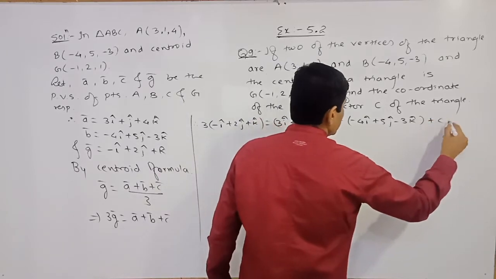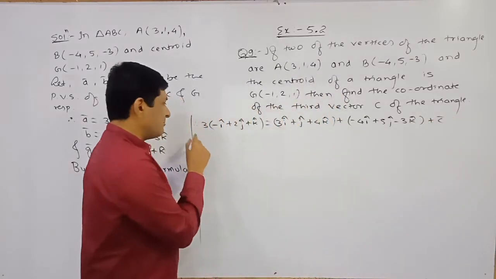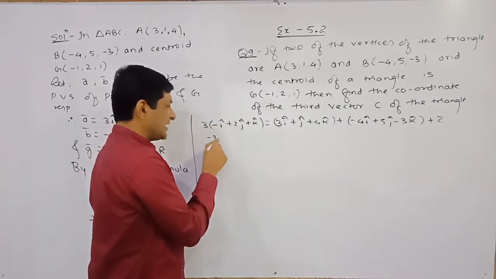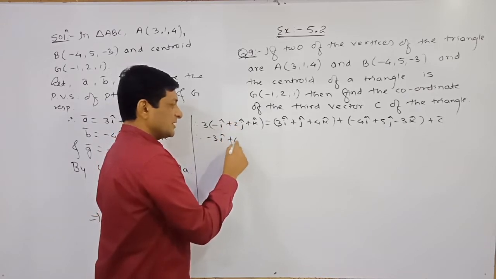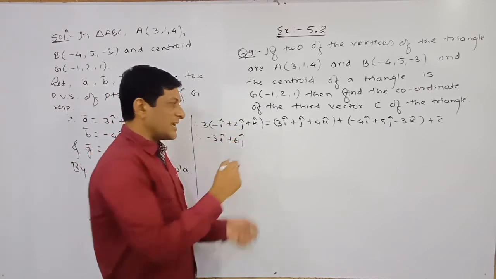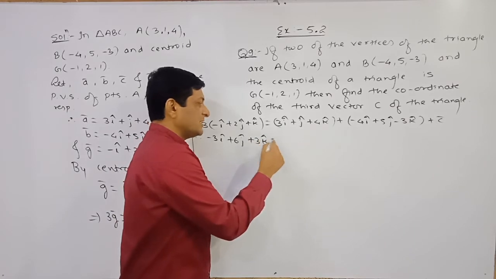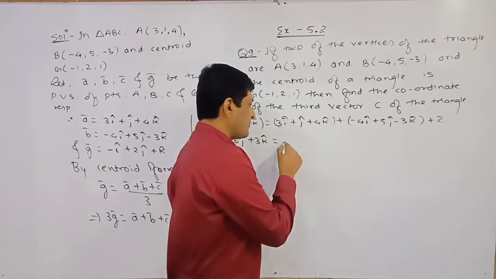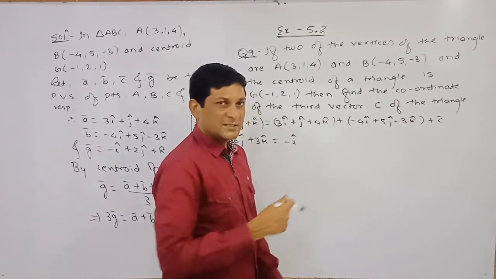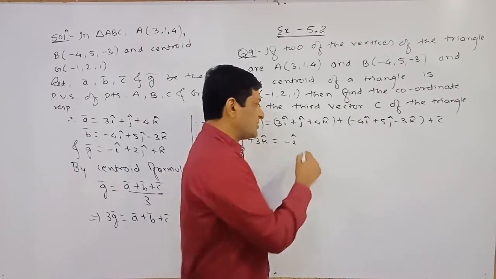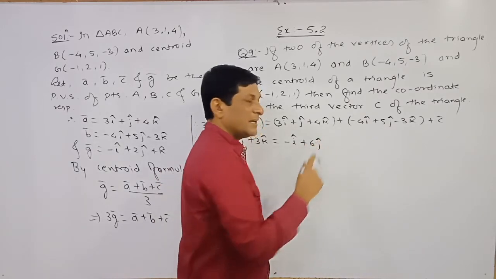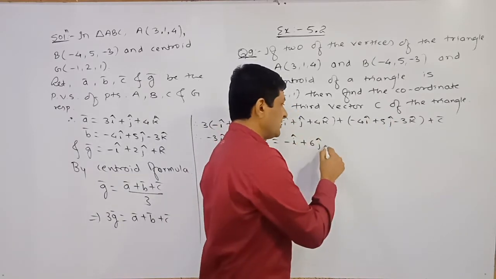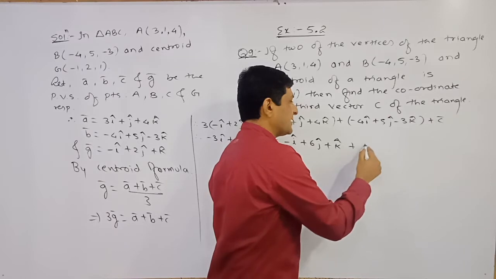Let us simplify this expression now. I am multiplying 3 to all the terms in this bracket. So 3 into minus i is minus 3i cap, 3 twos are 6, 6j cap, and 3 into k cap is 3k cap. On this side we first collect the terms of i cap: 3i cap minus 4i cap is minus i cap. Then collect the terms of j cap: j cap plus 5j cap is 6j cap. Lastly collect the terms of k cap: 4k cap minus 3k cap is k cap, plus C bar, keep it as it is.